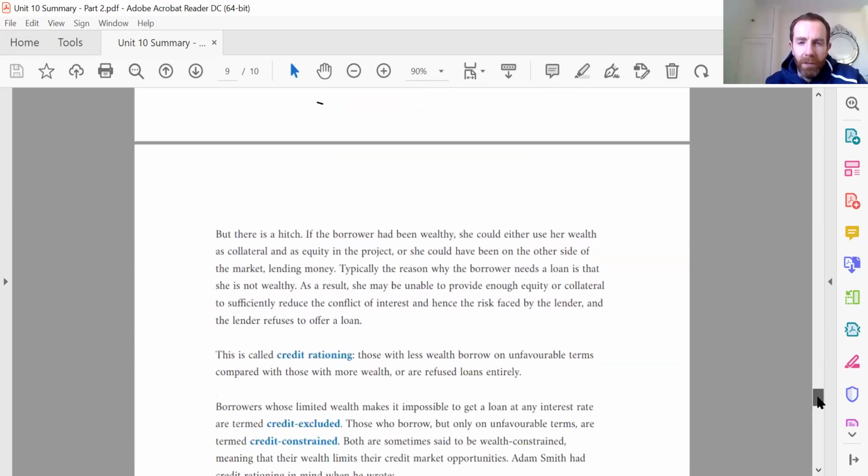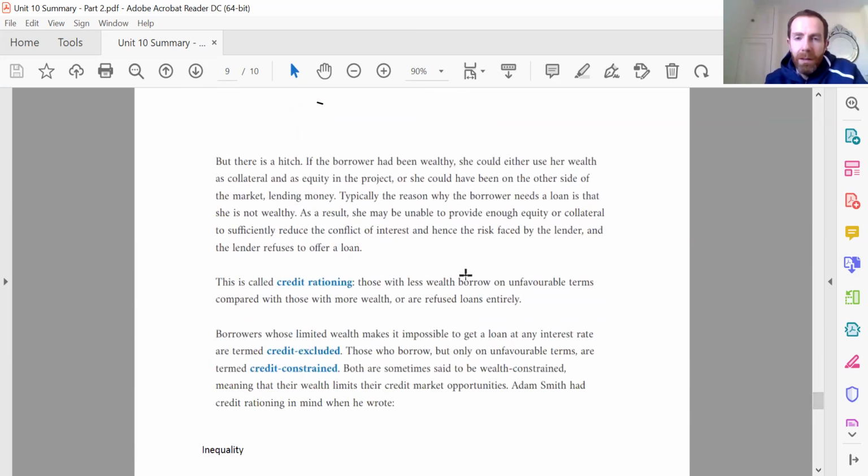So, a few things here. This idea that borrowers, people who genuinely need money, might be less able to access it brings up the idea of credit rationing. Those who have less wealth, typically if they are going to borrow, get much less favorable terms, right? Either they don't get loans or they get loans at much higher interest rates. Or in some cases, we have people who are credit excluded, right? They just cannot get a loan at all. And people who can borrow but on unfavorable terms, we say are credit constrained.